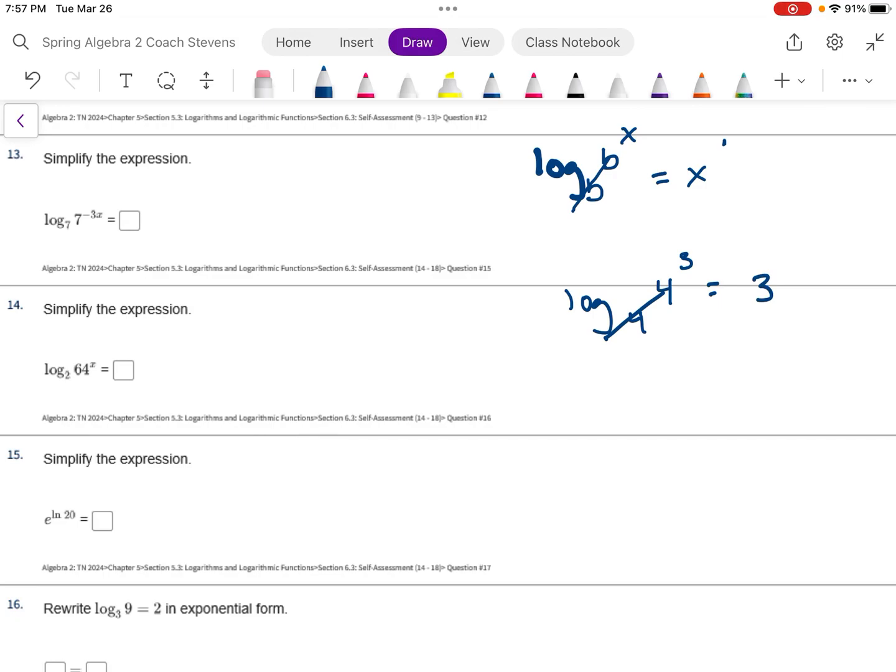Another way you can think about it is if I have log base 4 of 4 cubed and I set that equal to x, well, then I can rewrite it with exponential: 4 to the x power equals 4 to the third power. Well, then x has to equal 3. And that's more or less what you're doing. We're just not putting an extra variable in the problem.